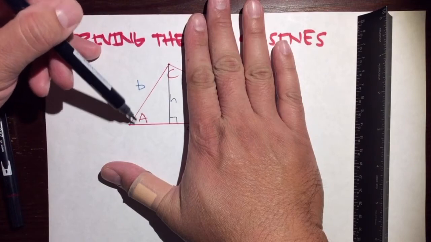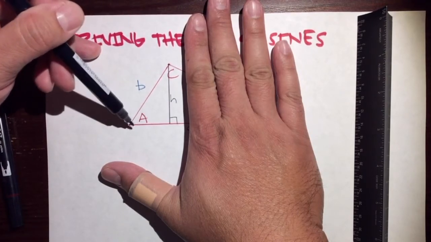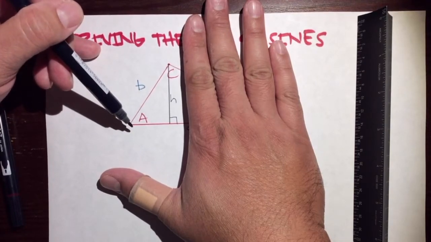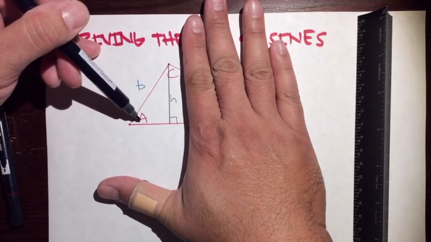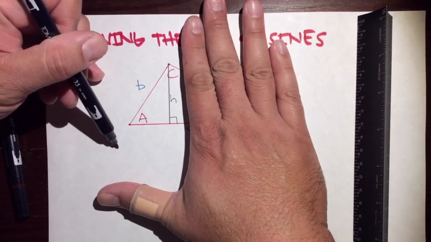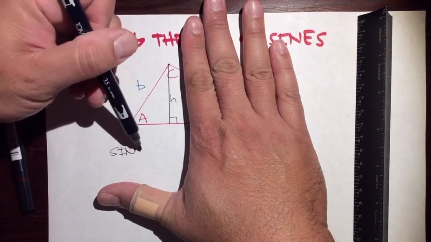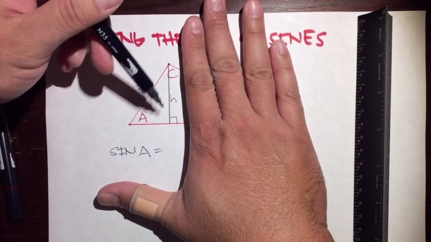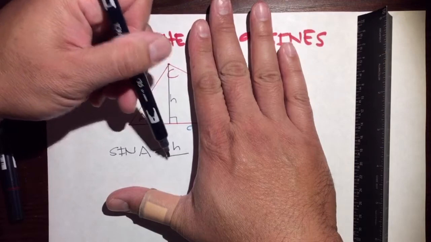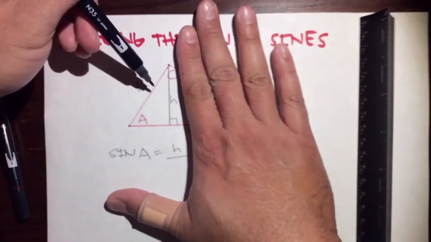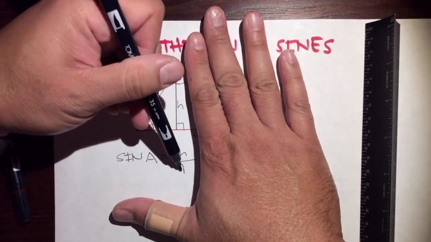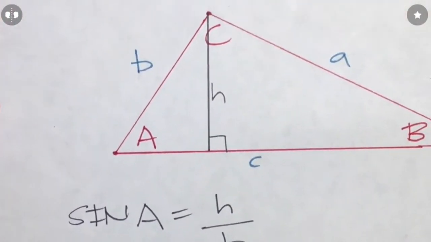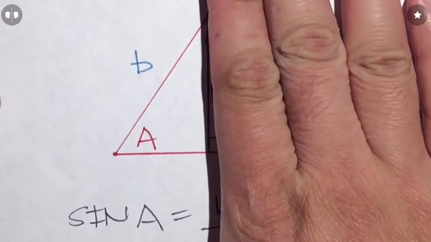We have this angle right here, angle A, and I want to use regular sine. Remember, sine is opposite over hypotenuse. So I want to set up the sine of A. So sine of angle A is equal to its opposite, which is h, over the hypotenuse of just this triangle, which is b.